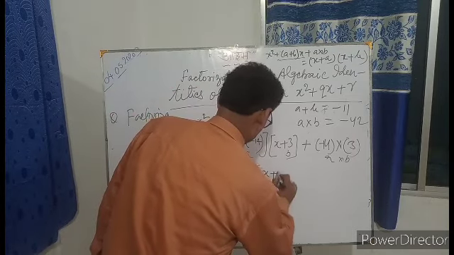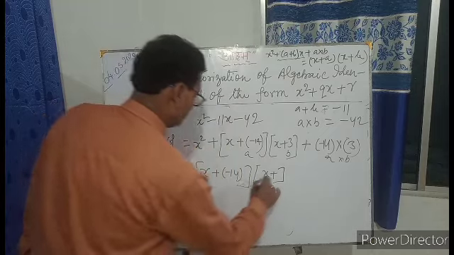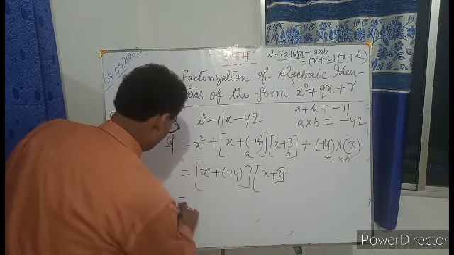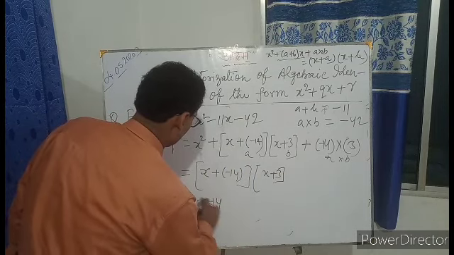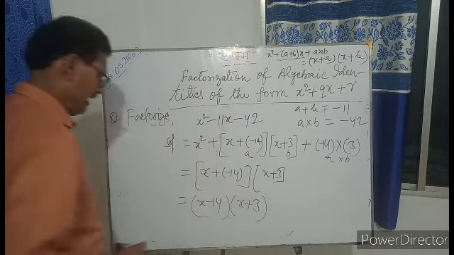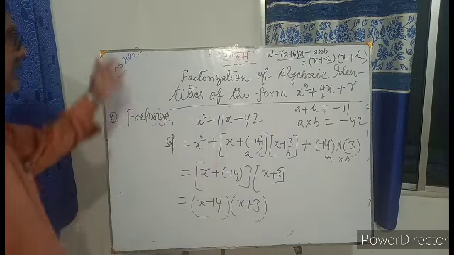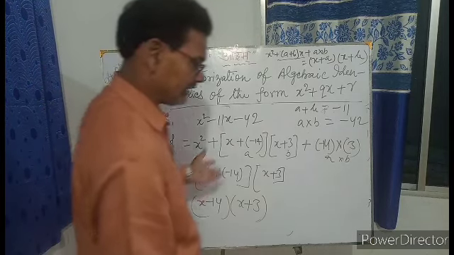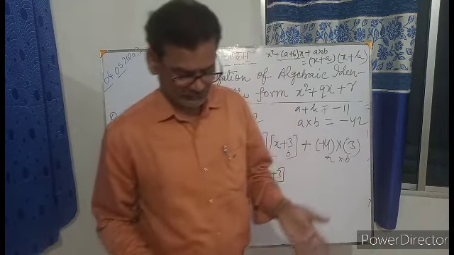So it is x plus 3. Okay. And here we have x minus 14 into x plus 3. So we have solved so many problems based on this identity of factorization, and I expect that you might be able to do the rest of the questions also.